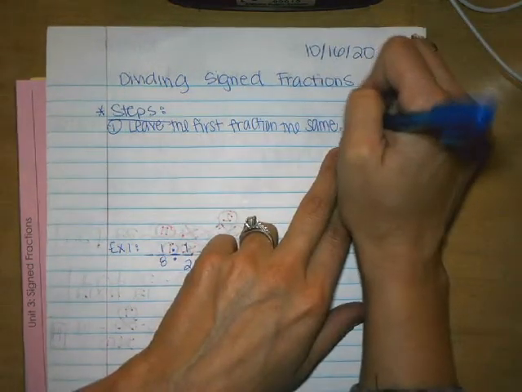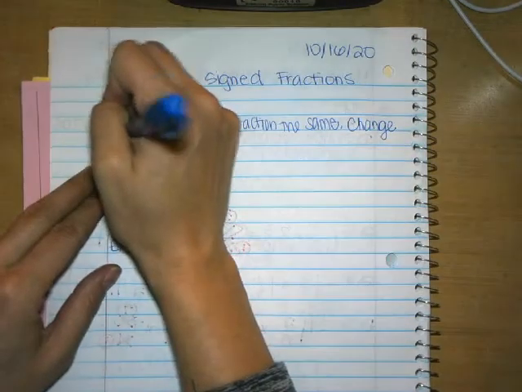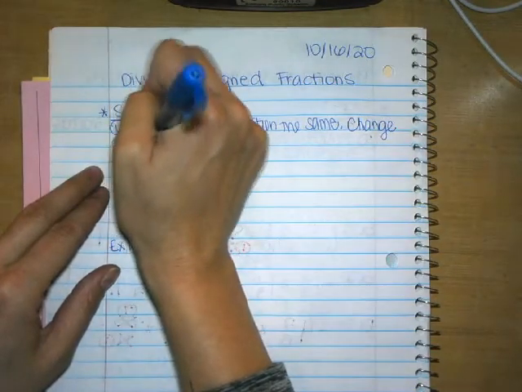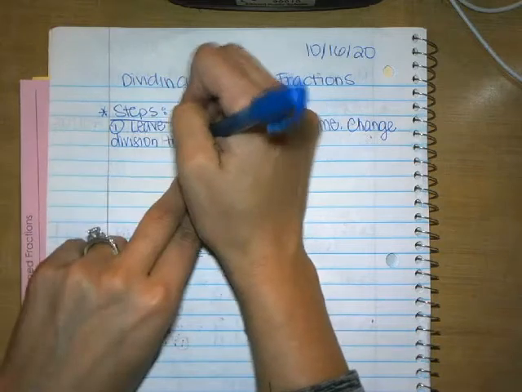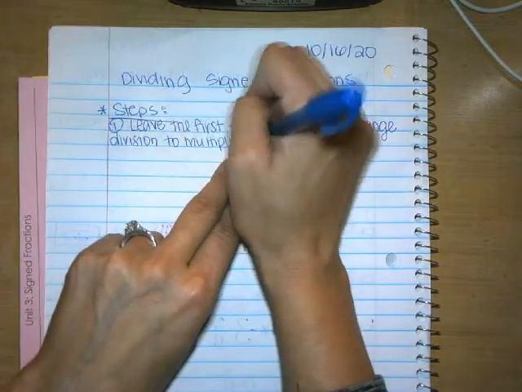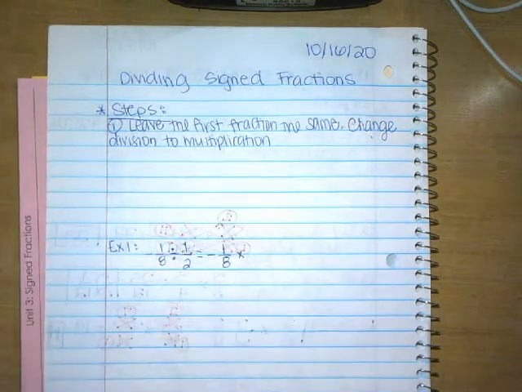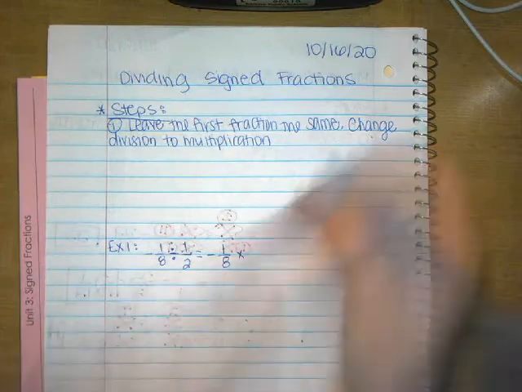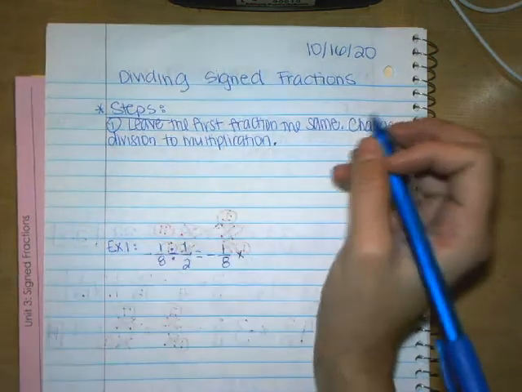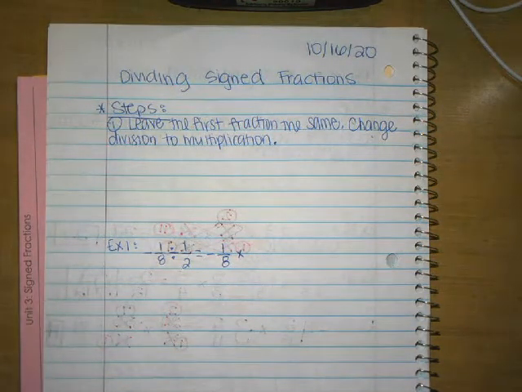Okay? Then we change. You're going to change division to what? To multiplication. So division changes to a multiplication sign. Then you are going to flip. Another word that is flip, which you guys need to make sure you know.